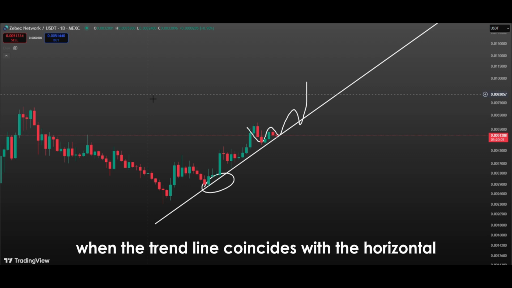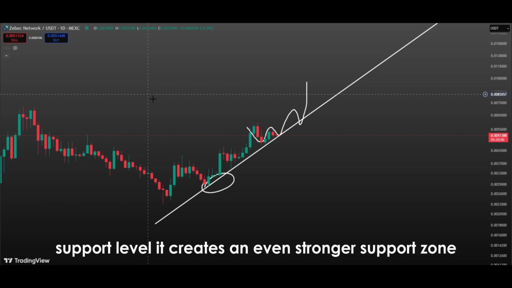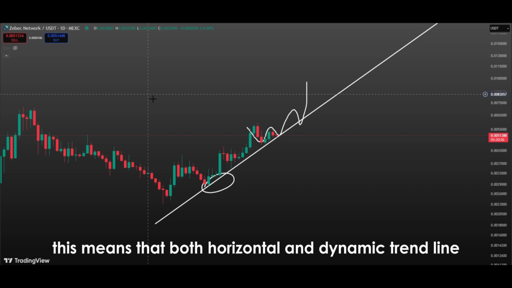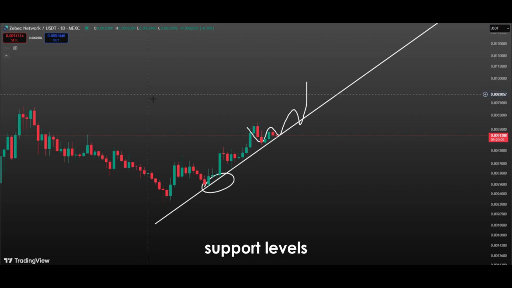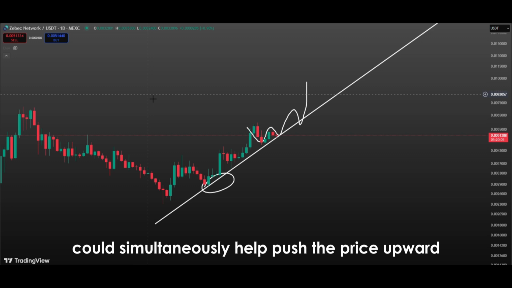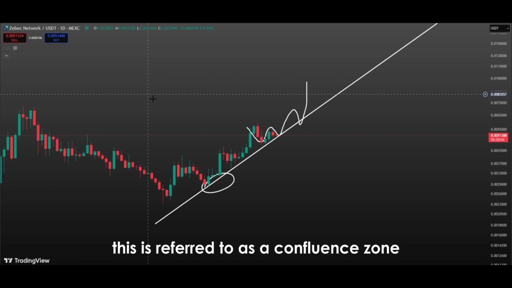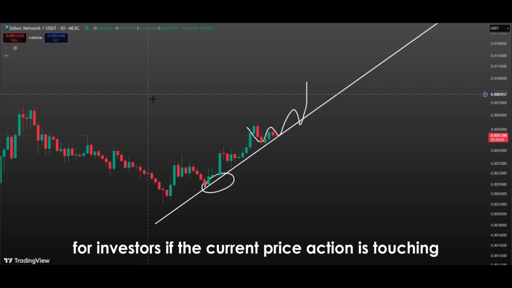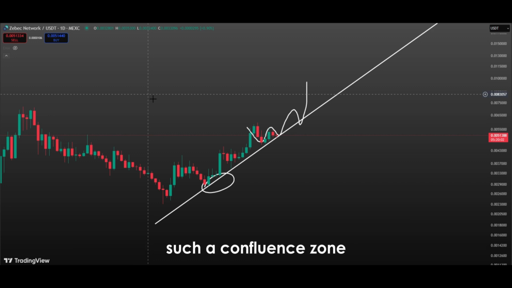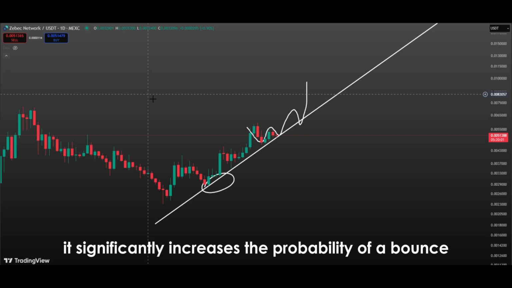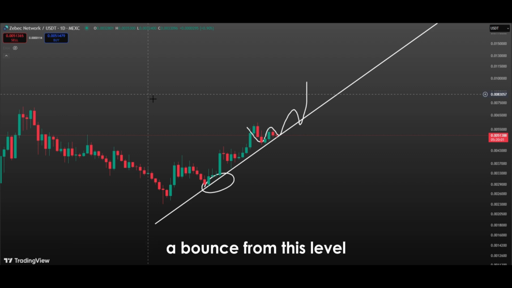Additionally, when the trend line coincides with the horizontal support level, it creates an even stronger support zone. This means that both horizontal and dynamic trend line support levels could simultaneously help push the price upward. In technical analysis, this is referred to as a confluence zone, and such areas are considered among the strongest trading levels for investors. If the current price action is touching such a confluence zone, it significantly increases the probability of a bounce. A bounce from this level may not only be a short-term reaction.